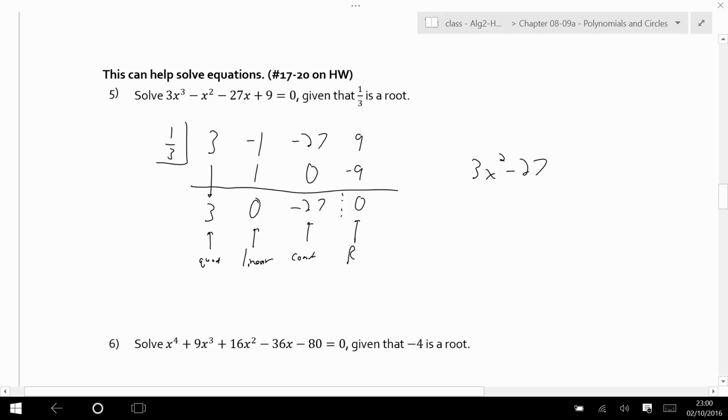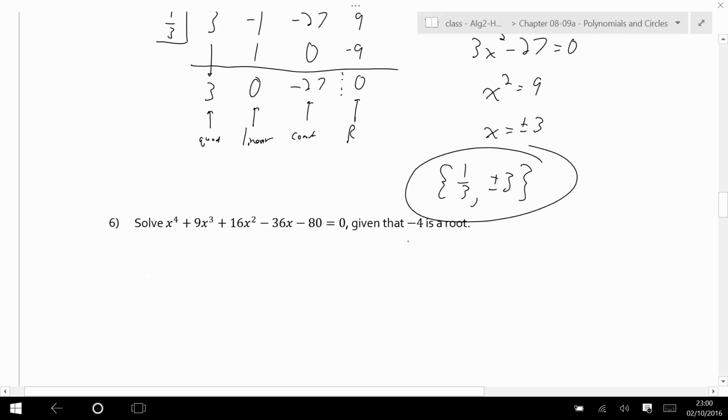So basically that means that this is the no x, this is the x, this is the x squared, and so on. So I'm going to take that and set this equal to 0 because I want to find the other two roots. And if I do that, I just basically get x squared is equal to 9, which means that x is equal to positive and negative 3. So it says solve. I need to put all three solutions down, including the one that was given, and that is my solution set. There's 3 solutions for a third degree polynomial.